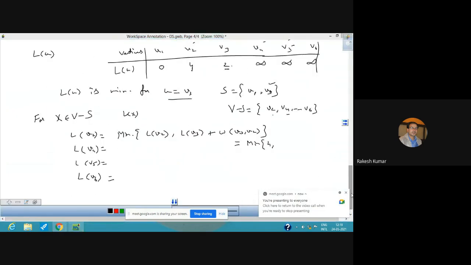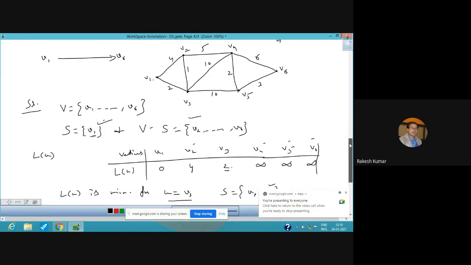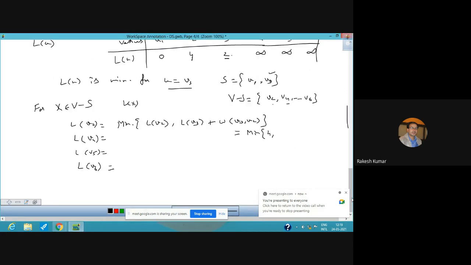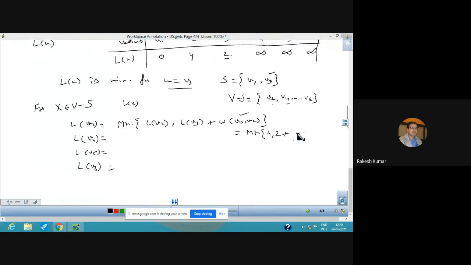How were we making the table? This comes out to be 4. That will be the minimum of LV2. Just see the graph. In the graph, we have L of V2, that is V1 to V2 is 4. And here L of V3 is 2. So that is 2 plus the weight between V3 and V2. And you just see V3 and V2, there is 1. So you can use 1 here. Now just see the minimum of 4 and 3, that is 3.